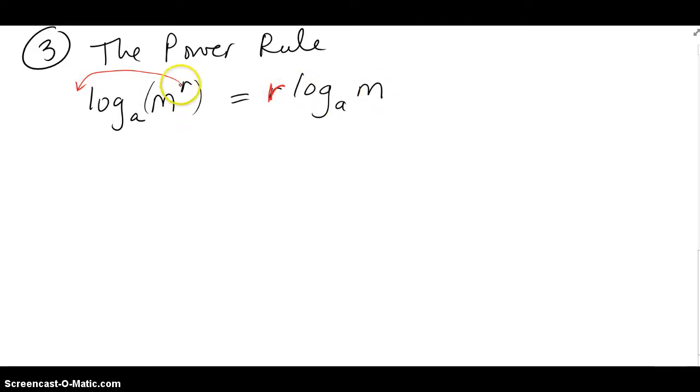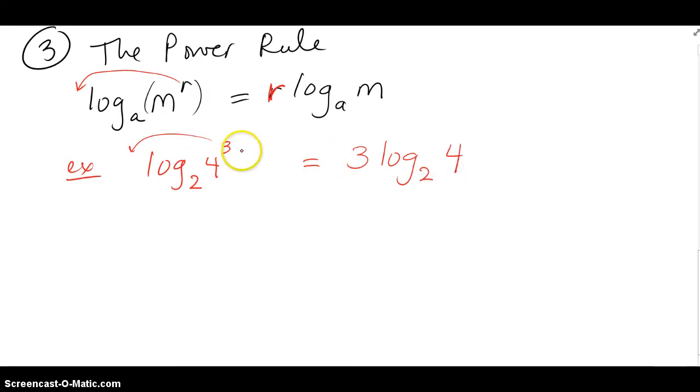So if the argument has a little exponent up there, you can drop that and make it a product or a coefficient in the front. Let's test this one out too. The power rule says that if I have log base 2 of 4 cubed, I can drop that 3 in the front and get 3 log base 2 of 4. So essentially it's saying these two things are equivalent. Well, let's test it out and see if it works in this case.